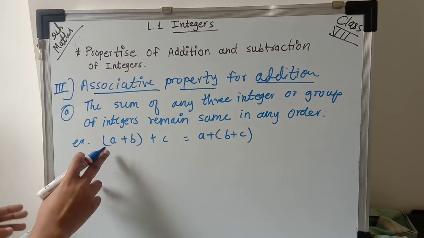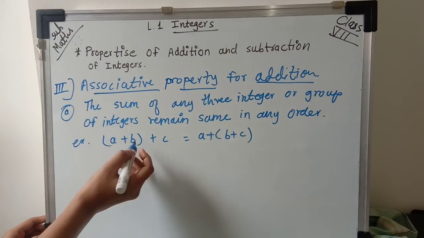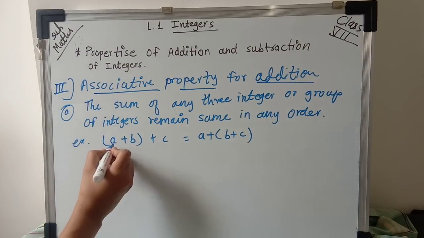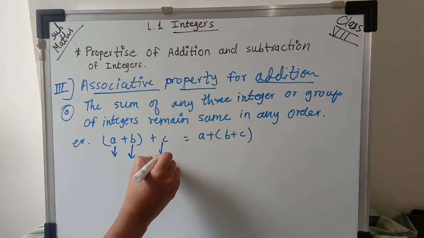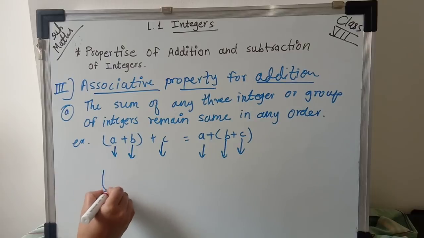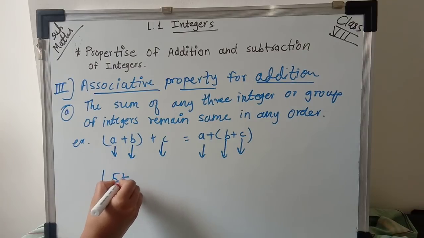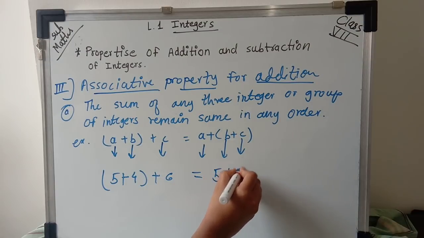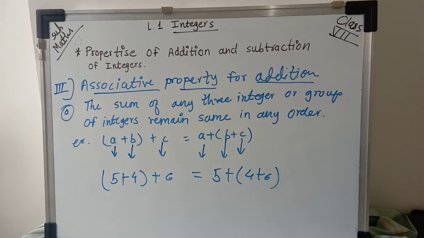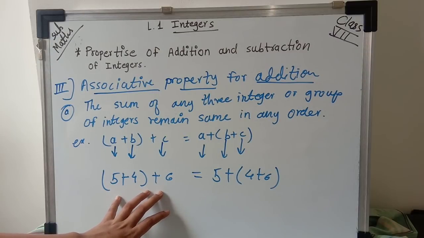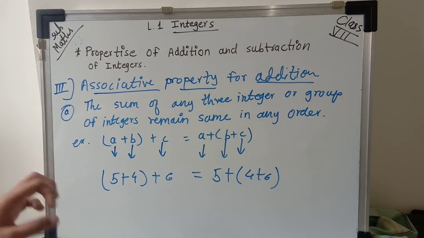Now suppose we consider a, b, c, these are three integers. If we add them together in any order, we'll get the same answer. On the places of a, b and c, if we take numbers, I'll take 5, 4, 6, and here 5 plus 4, 6. Here we are going to add these three integers in different order. Let's see whether we'll get the same answer or not.